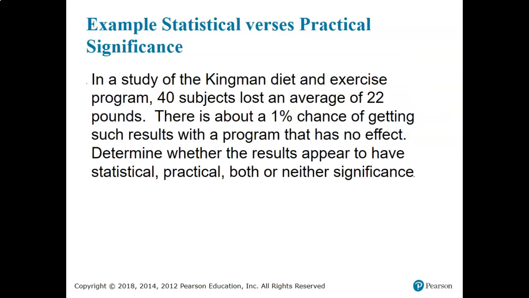Okay, so here's an example. In a study of the Kingman Diet and Exercise Program, 40 subjects lost an average of 22 pounds. There's about a 1% chance of getting such results with a program that has no effect. Determine whether the results appear to have statistical, practical, both, or neither significance. So it can have both, it can have neither, or it can have a combination of the two.